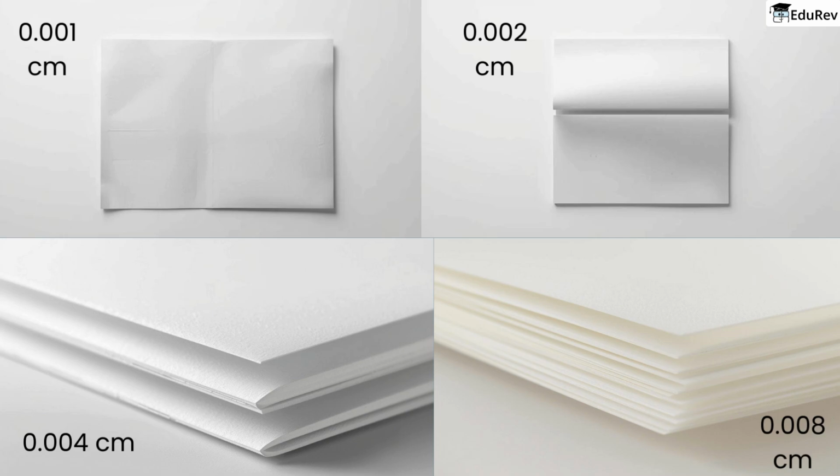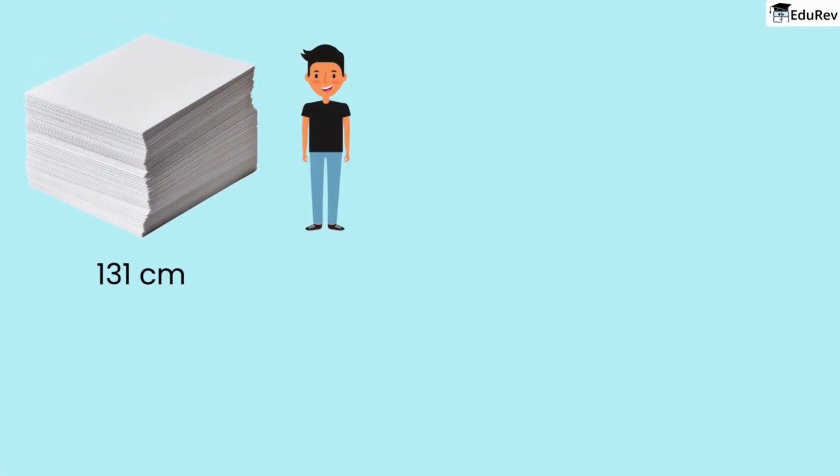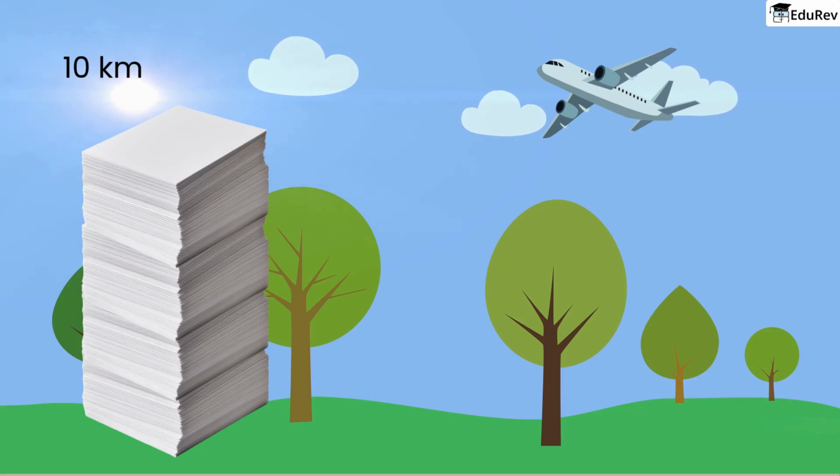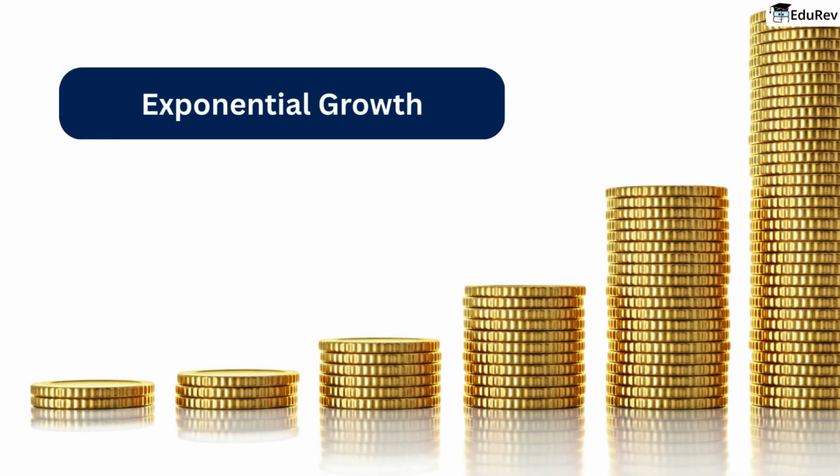It grows extremely fast. By 10 folds, the paper is already over 1 centimeter thick. By 17 folds, it's taller than most of us. At 26 folds, it reaches the height of the Burj Khalifa. And at 30 folds, it's about 10 kilometers, the height where airplanes fly. This kind of rapid growth is called exponential growth.